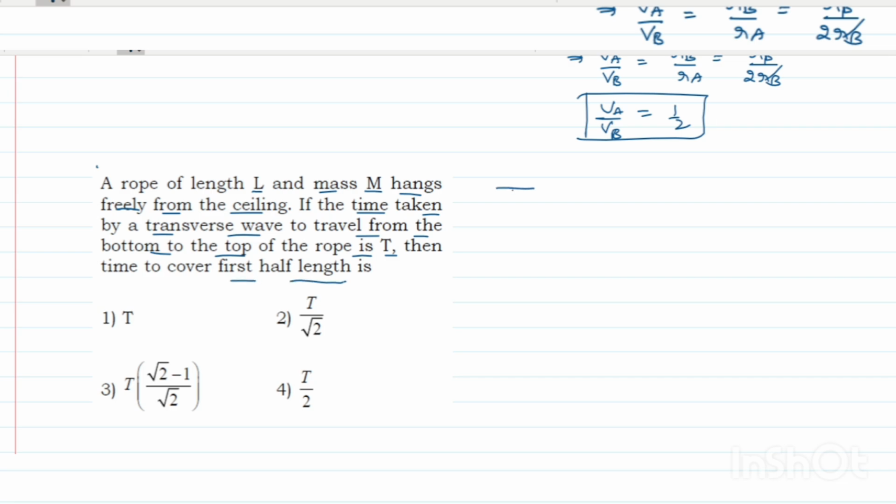Here, just look at, students, you are suspending a rope, and here the mass is given as M and its length is given as L.